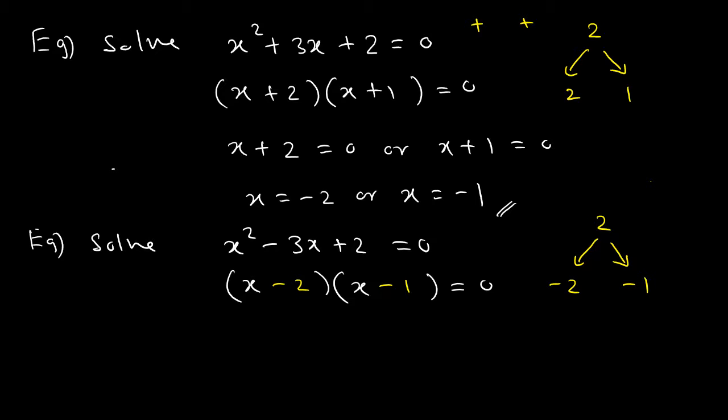And after that we do as we did before. We're going to set each of them equal to 0. You can say x minus 2 equal to 0, or x minus 1 equal to 0. So we have x equals 2 or x equals 1. So you can see that these are very easy to solve. Very easy to solve. So let's look at a slightly different problem now.